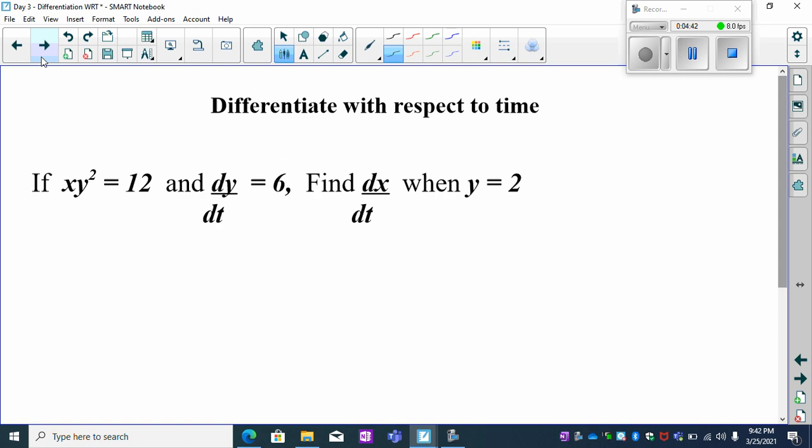All right, here are a couple problems. It says if x times y squared equals 12, and you know dy over dt equals 6, they want me to find dx over dt when y equals 2.